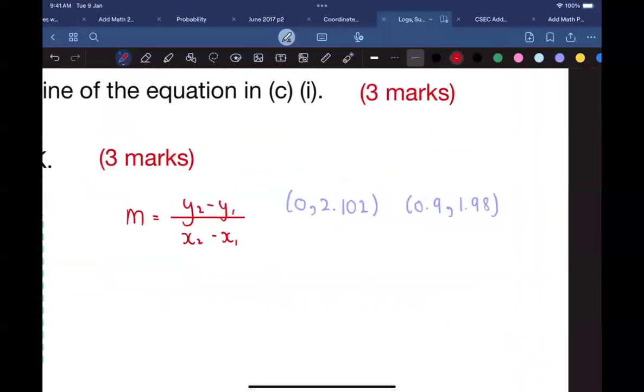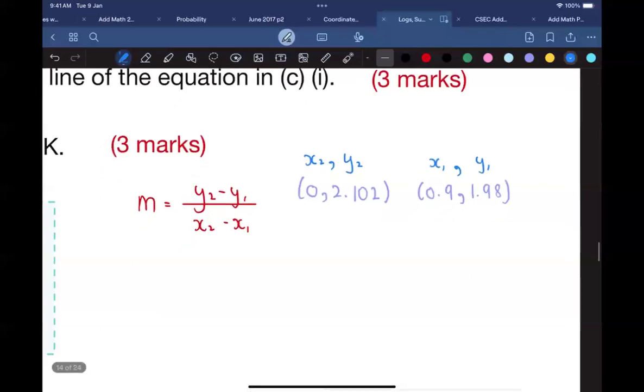So Nicholas, which one do you want to call x1, y1, and which one x2, y2? It doesn't matter. Well, y2 would be 2.102. y1 would be 1.98. So then this will be x2 and this will be y1. x1, x1. What are you doing? All right, y1 again. My brain is tweaking.